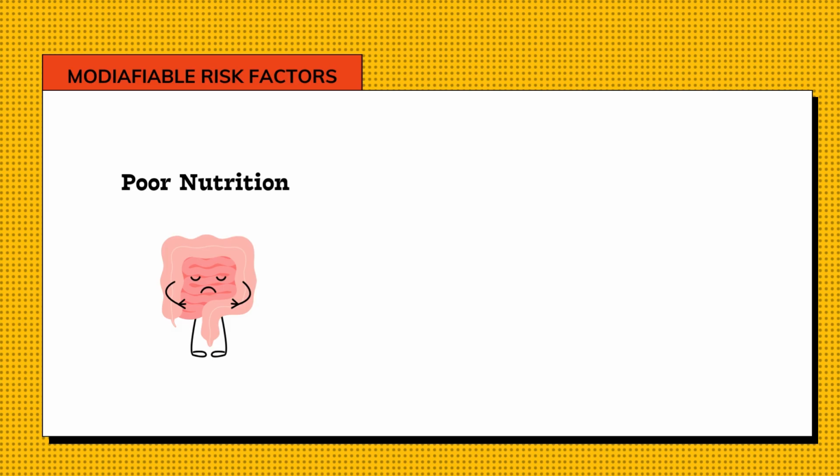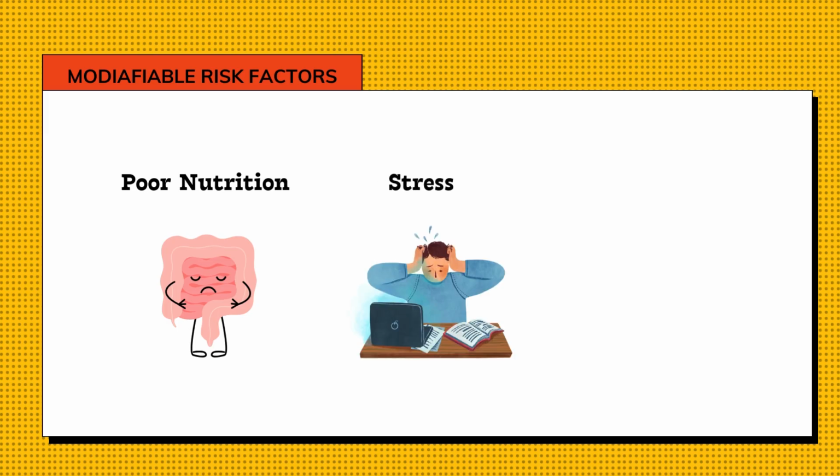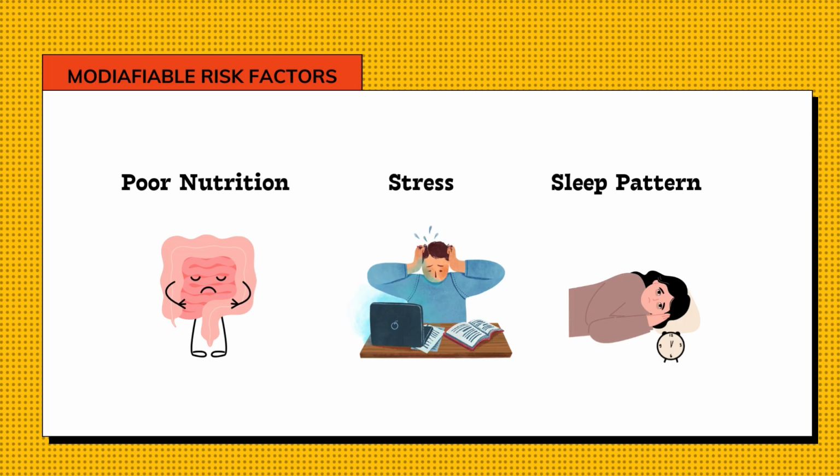Poor nutrition. Diets lacking in essential nutrients, particularly those low in potassium, can contribute to the development of high blood pressure. Stress. Chronic stress may contribute to high blood pressure, although the exact mechanisms are complex and multifactorial. Sleep patterns. Poor sleep quality, including conditions like sleep apnea, can contribute to high blood pressure.